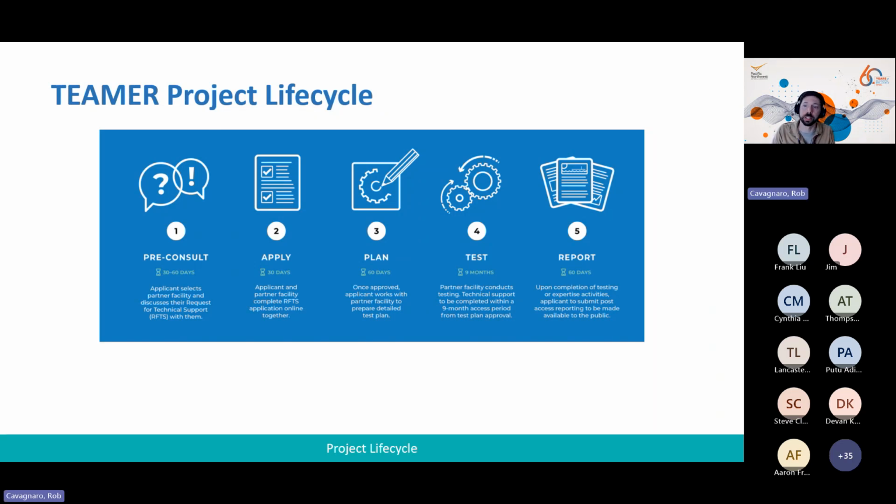With an identified facility, applicants and facility teams complete the RFTS application where key information like objectives, methods, metrics, and roles and responsibilities are established. Applications are reviewed by the technical board on a 4-month cycle and evaluated against program criteria that are publicly accessible on the TEAMER website. I highly recommend that you read these before submitting an application. Again, knowing how your applications will be evaluated really helps you write good applications.